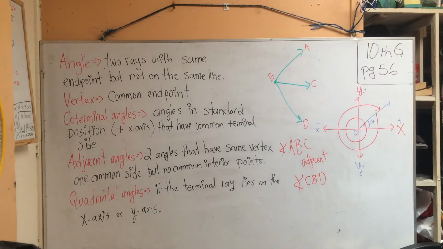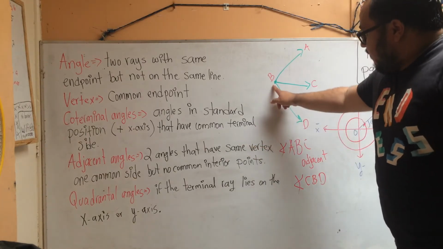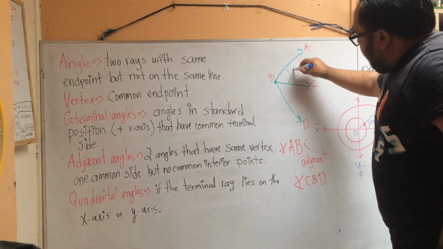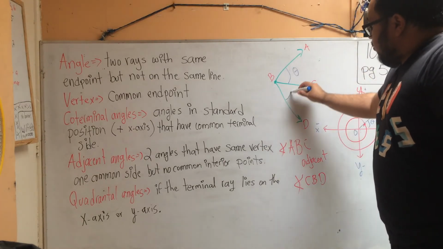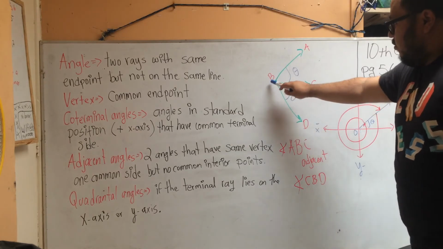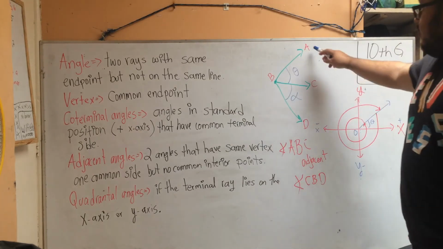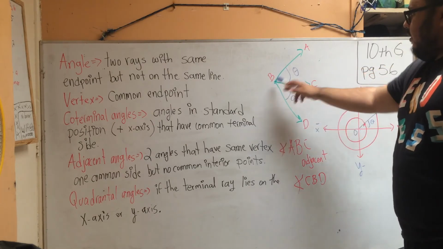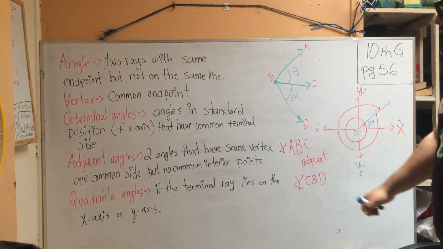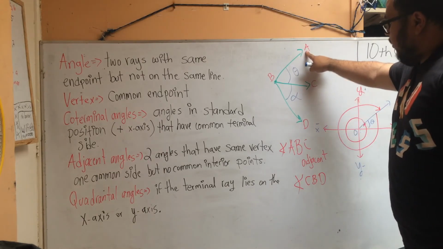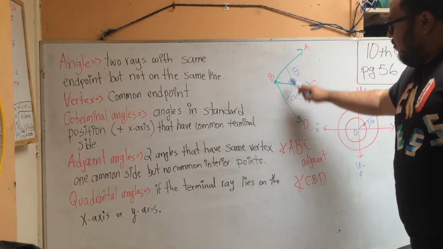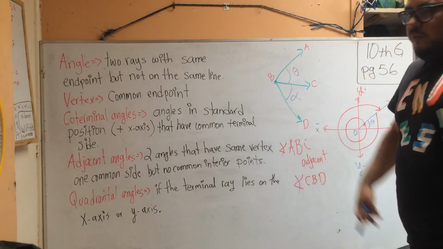Okay, they're adjacent because why? Two angles that have the same vertex. This angle theta is adjacent to this angle alpha, because they have one common side, which is the ray B and C. They share the vertex, which is B, here and here. But they have no common interior points. Interior meaning this one and this one. If we have a point here, it is not shared with both, and if we have a point here, it's not shared with both. Okay?